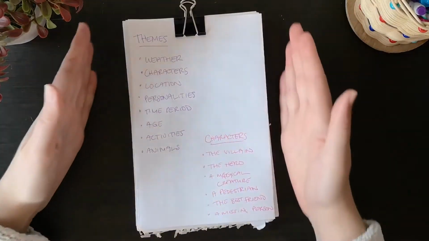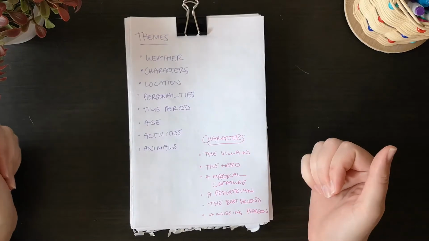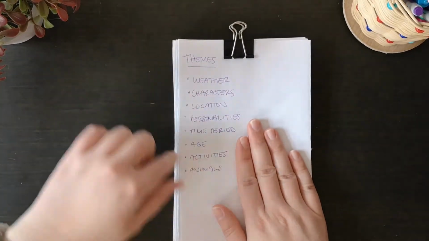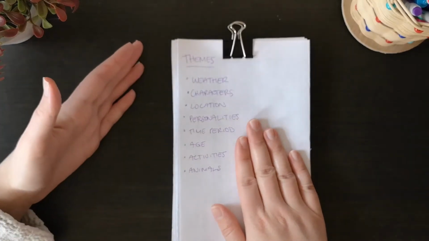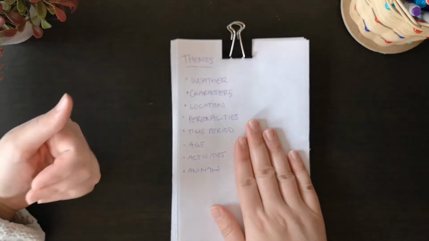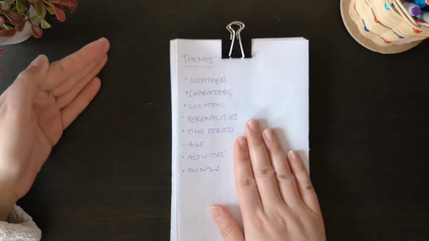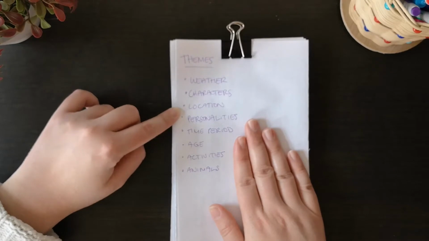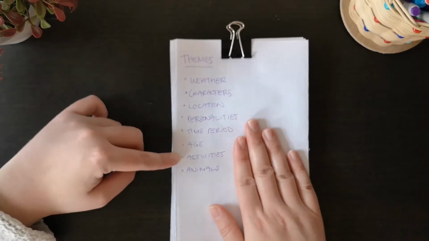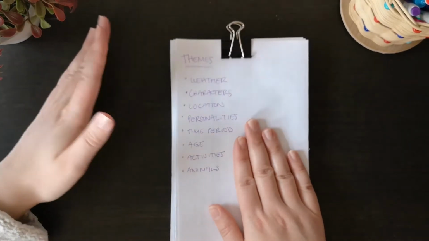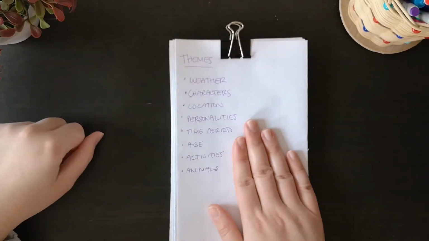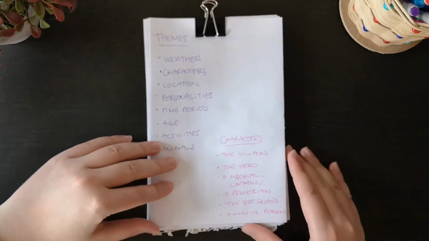So before I start making my dice, what I like to do is brainstorm some ideas on a piece of paper before I really start diving in. So to take a look at some themes that I've already thought about, these are things that I want prompts on for when I'm writing. Sometimes I can't think of these things and I think the dice would really help me. So taking a look here, I chose weather, characters, location, personalities, time period, age, activities, and animals. Very small list compared to all the ideas I know you guys can come up with, but these are the things right now that I would really like some help with.